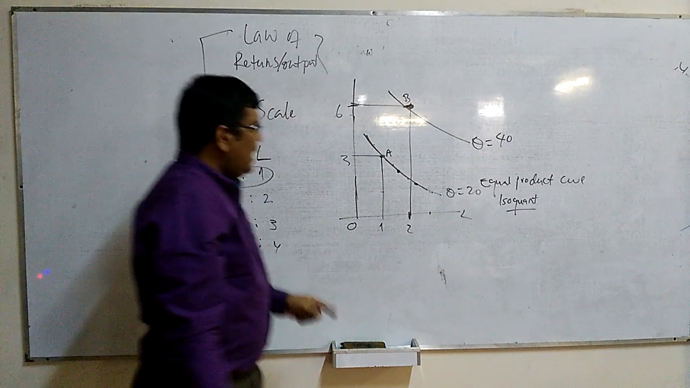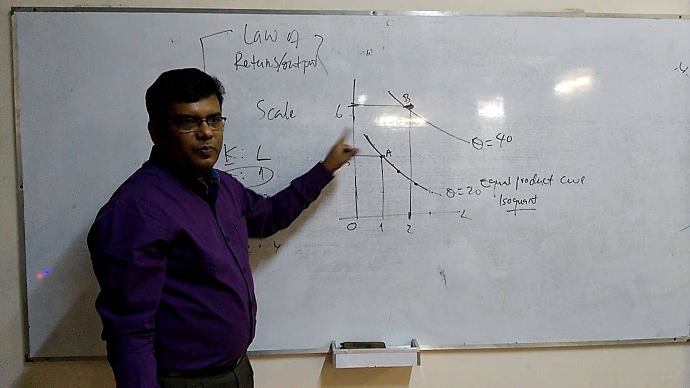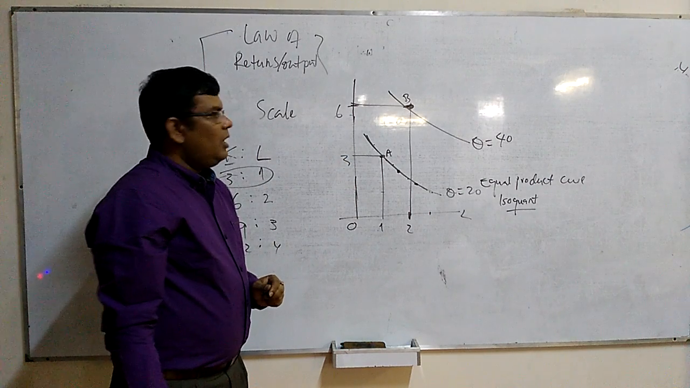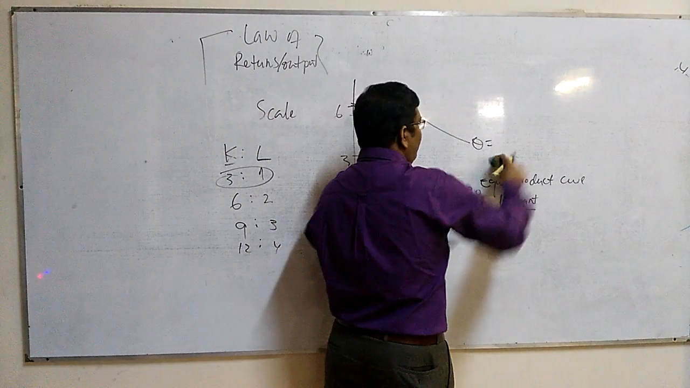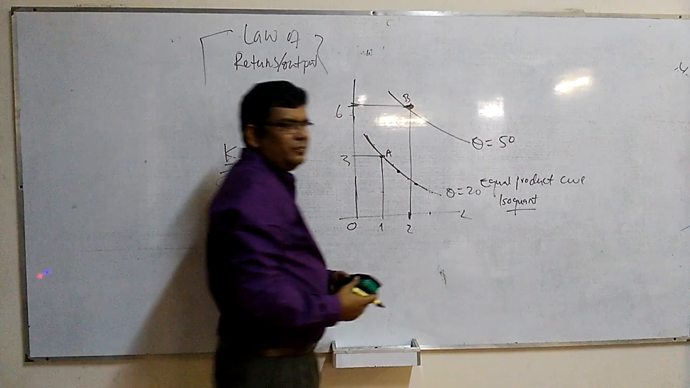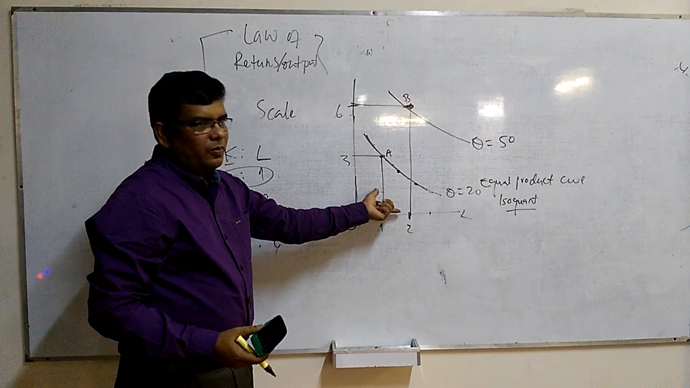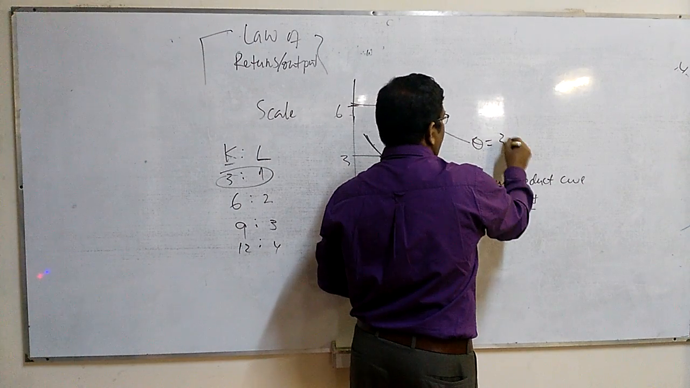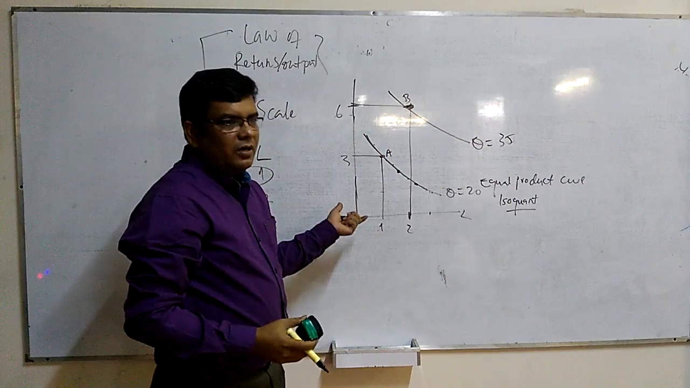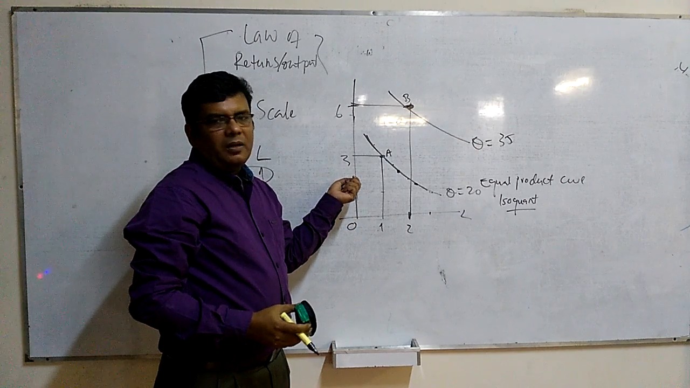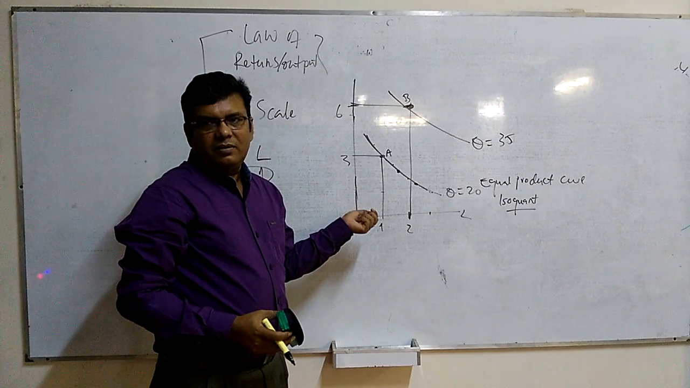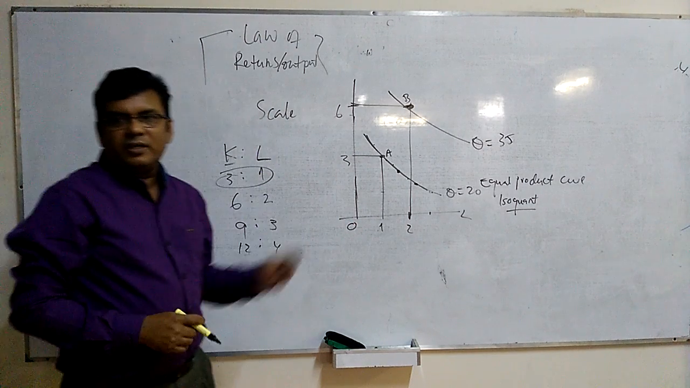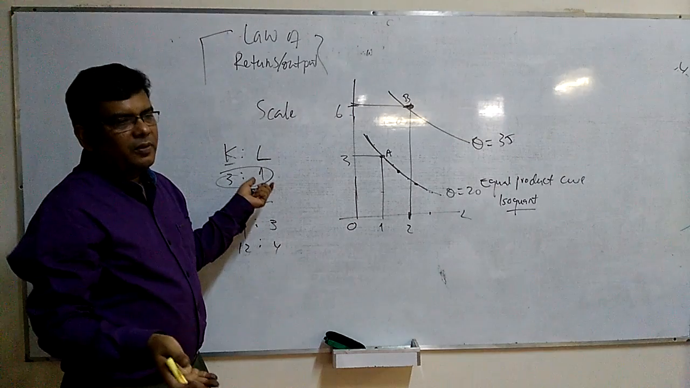What happened? I doubled the inputs. Output doubled. Or it can be 50. If I double the input, output became more than double. Or it can be 35. We double the input, output becomes less than double. So we can face these three situations. If we double or triple the input, it doesn't matter.